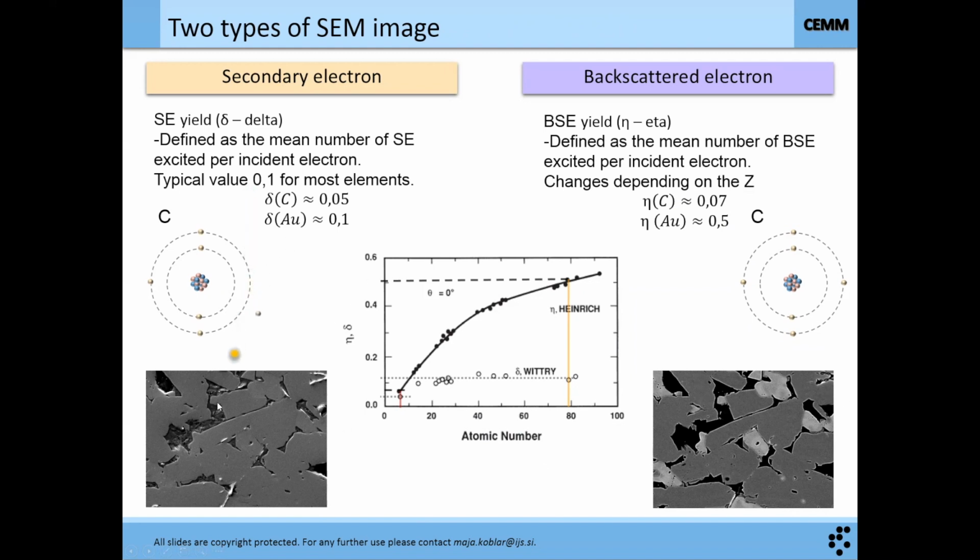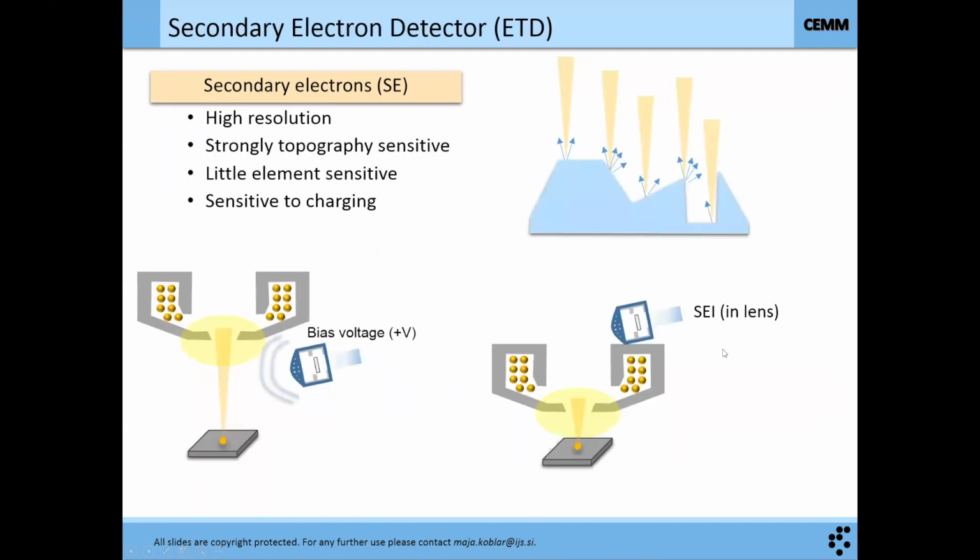In an animation, what happens? You have an electron, it knocks out the outer shell electron. This is a secondary, for example, and the backscattered, because of the nucleus, changes direction and goes under multiple scatterings, and it comes out of your sample. Okay, not really that important. So the secondary electrons have high resolution. They are topographically sensitive, with little element sensitivity, which we saw, and they're really sensitive to charging.